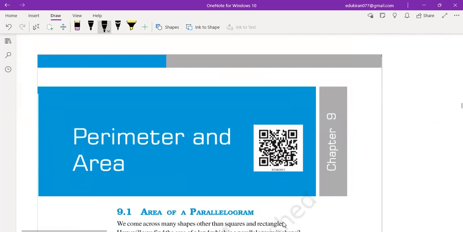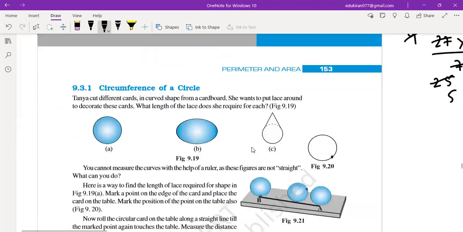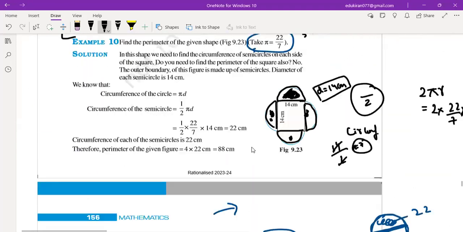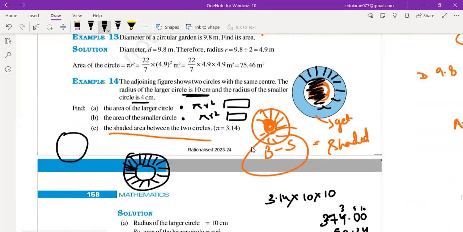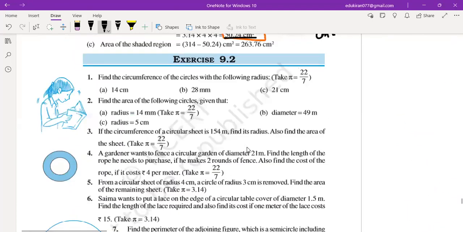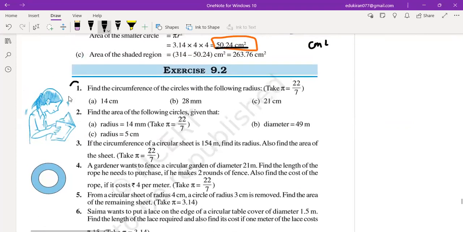So I hope everybody is done. Okay, so let's just start. So here you go. The first question, right? Quickly do it. Ma'am, the first one we have to do, right? Yes.